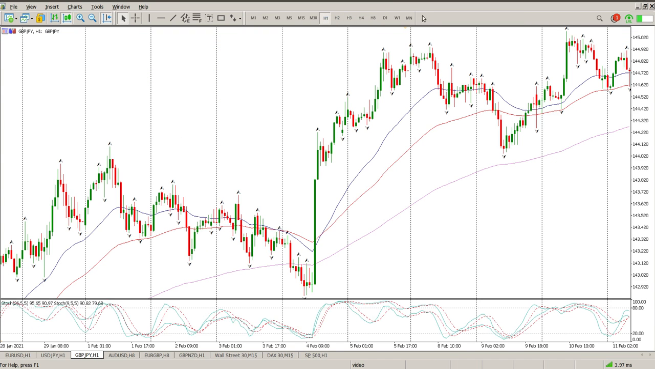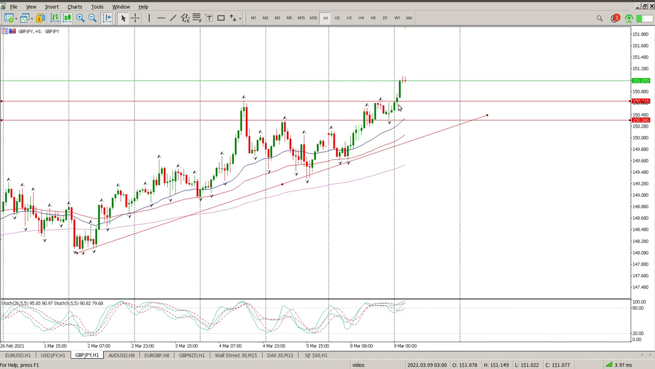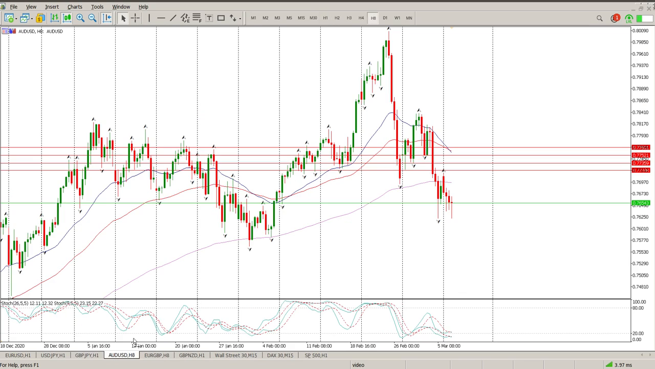The trend is up. We definitely want to be buying this. The pound is getting stronger by the day, so we just need to find opportunities to get in, and that would be my zone to get in. Okay, so Aussie dollar, US dollar.